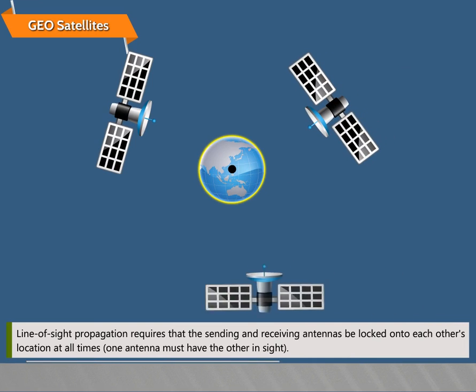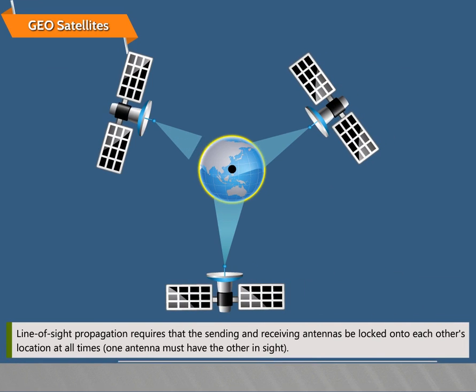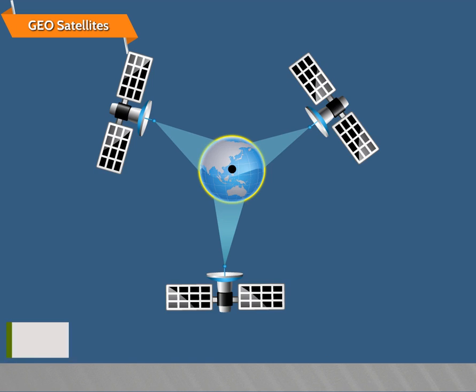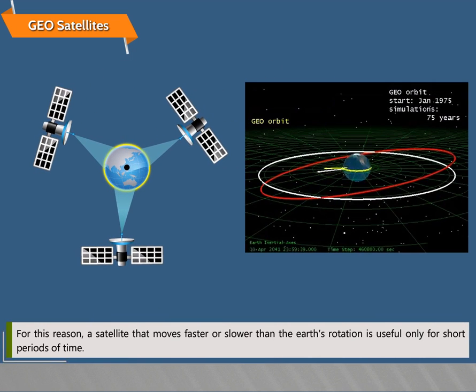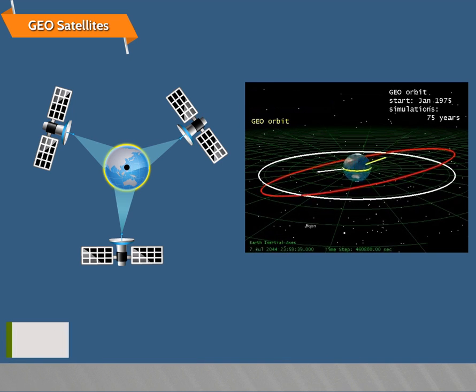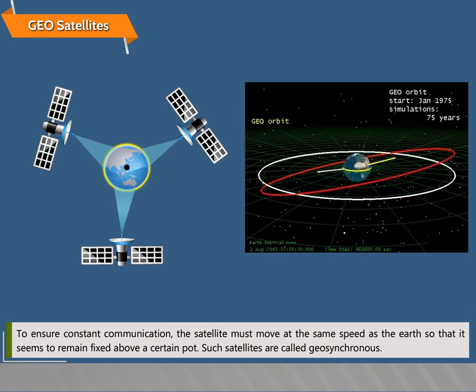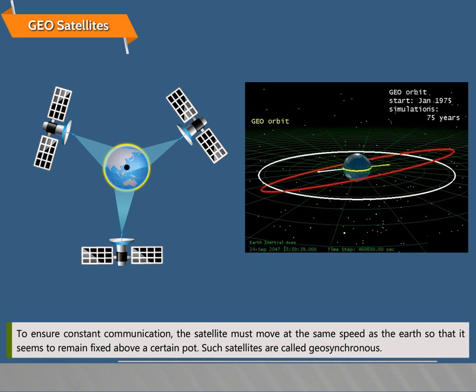GEO satellites. Line of sight propagation requires that the sending and receiving antennas be locked onto each other's location at all times. One antenna must have the other in sight. For this reason, a satellite that moves faster or slower than the Earth's rotation is useful for short periods of time. To ensure constant communication, the satellite must move at the same speed as the Earth so that it seems to remain fixed above a certain point. Such satellites are called geosynchronous.